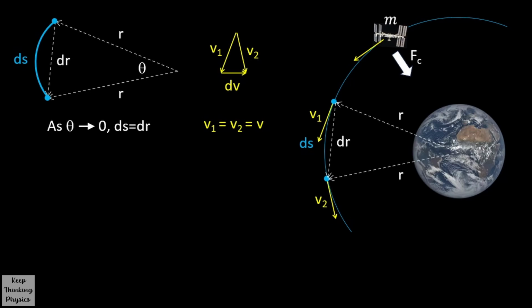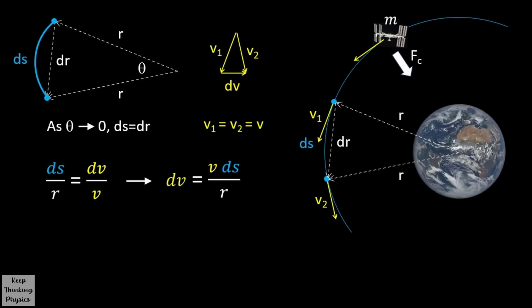So now we have 2 triangles which are similar, each having 2 sides which are equal. We have the white triangle with r being the 2 sides, and we have the yellow triangle where 2 sides are v. Hence, we can use the property of similar triangles to write this equation, ds over r equals dv over v. And we can then rearrange this to give an expression for dv.